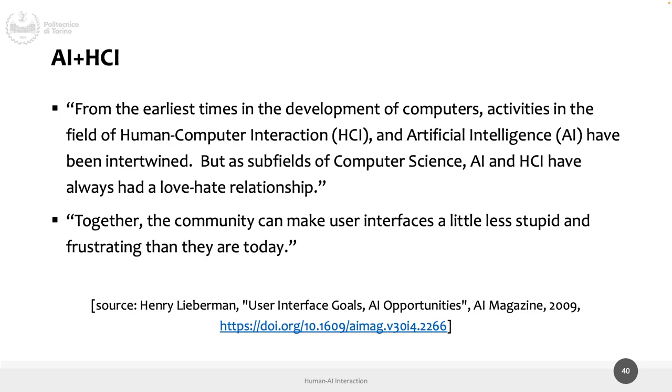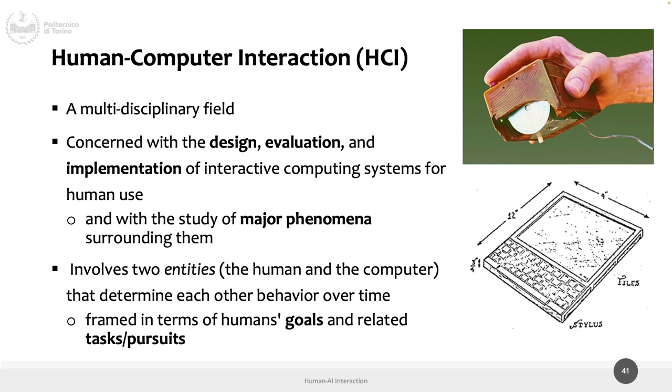Human-computer interaction and AI are considered two subfields of computer science in a larger sense. And since the beginning, they had some sort of love-hate relationship. Since 2009, there was some effort to say that if they work together, maybe something good will happen, not just focusing on the human parts and not just on the algorithmic part, but trying to make user interfaces a little less stupid and frustrating than they are today. This was said again in 2009, but it can probably be said periodically over time. And so human-AI interaction is also a way to try to merge and bridge these two fields.